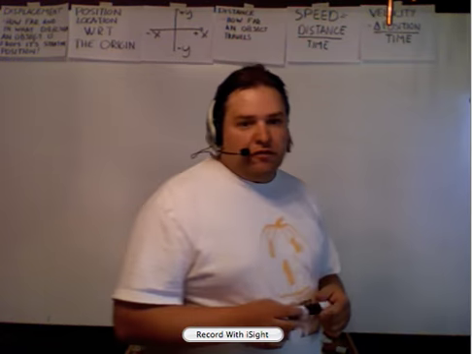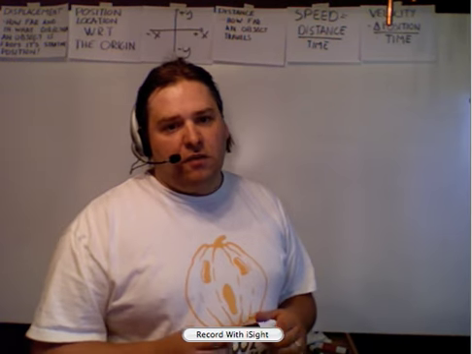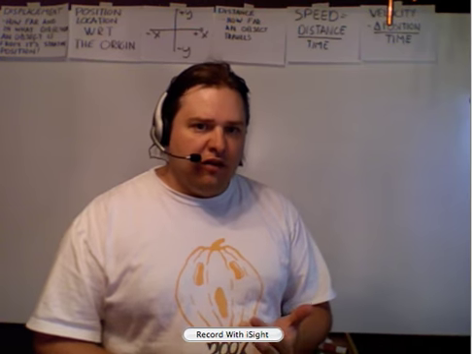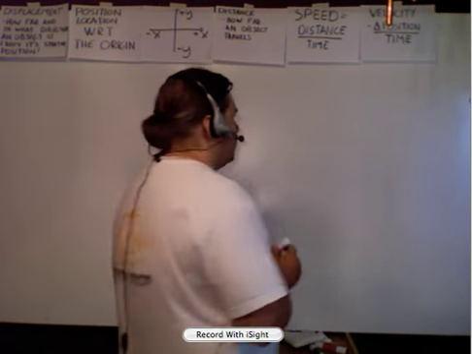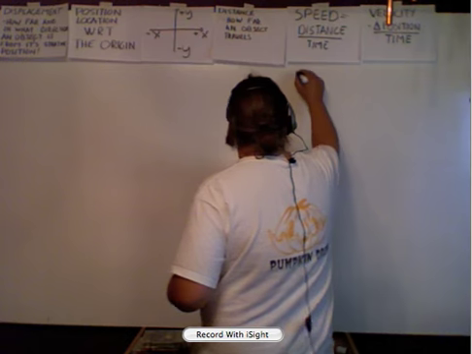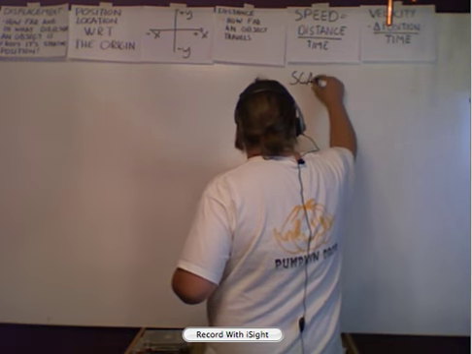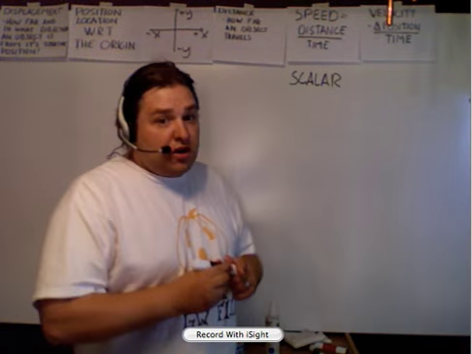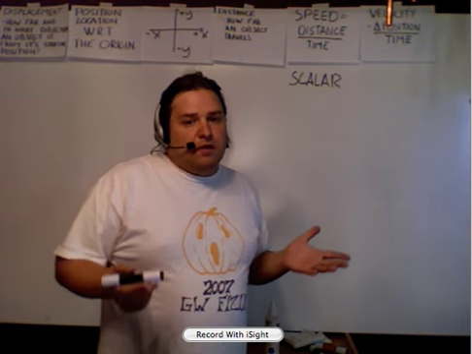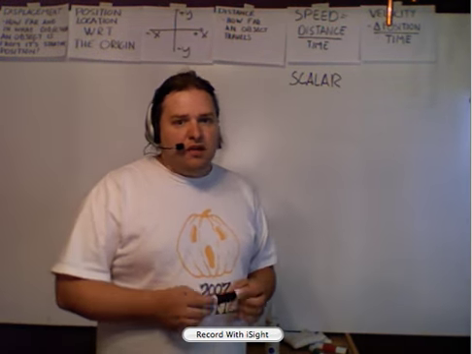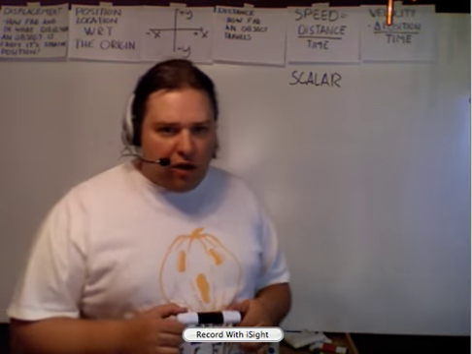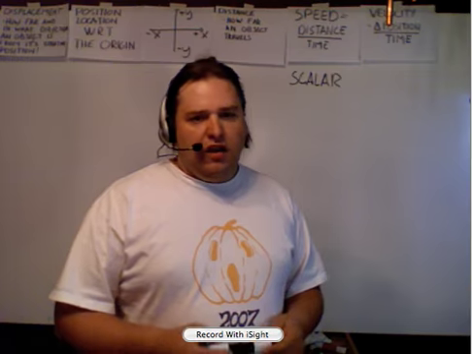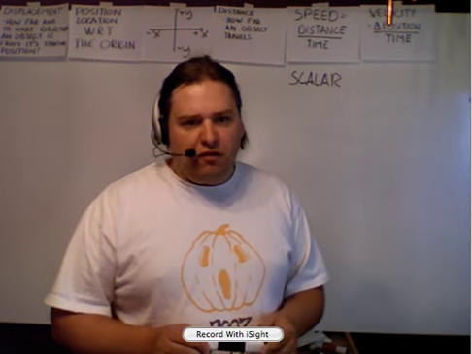But looking at the first one, speed, distance divided by time. If time's a scalar and distance is a scalar, that means that speed needs to be a scalar. And if you think about it, if I'm traveling 50 miles per hour down the highway, that's my speed. It's not that I'm traveling 50 miles per hour down the highway east or west. My speedometer doesn't tell me that. It simply tells me that I'm traveling 50 miles per hour.